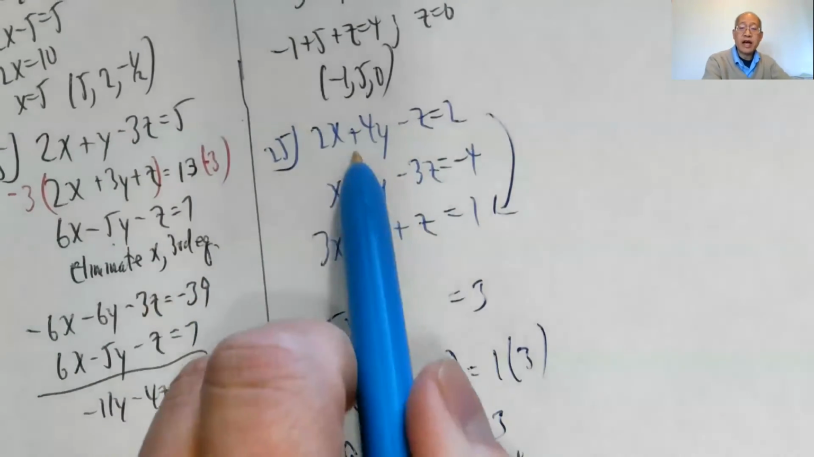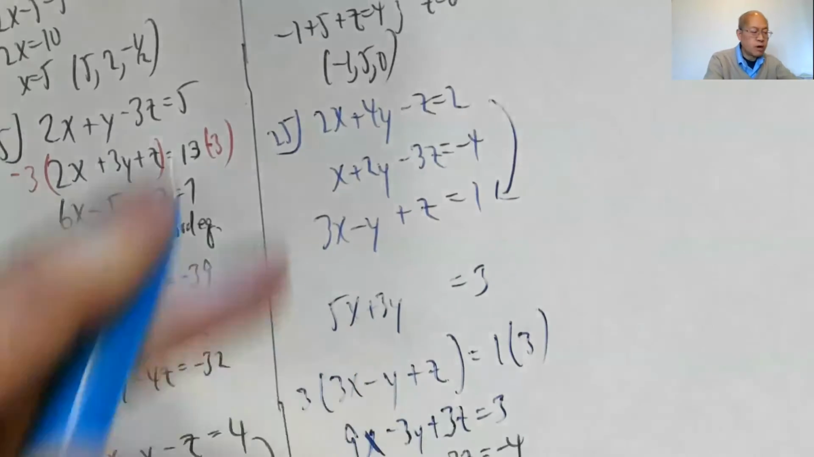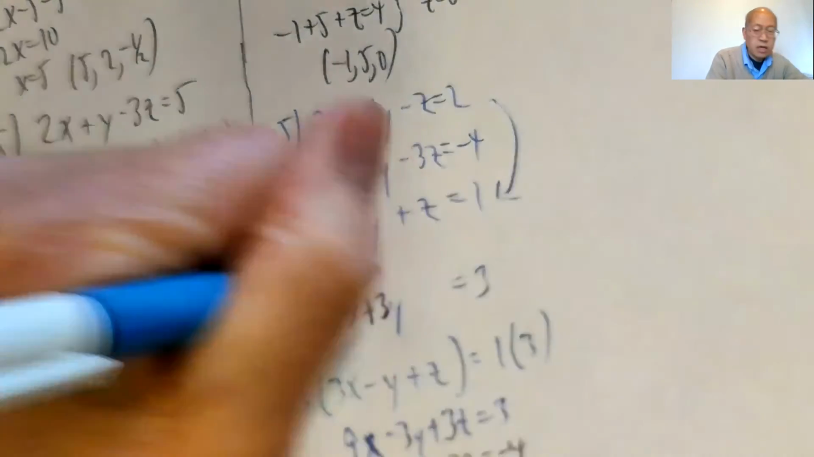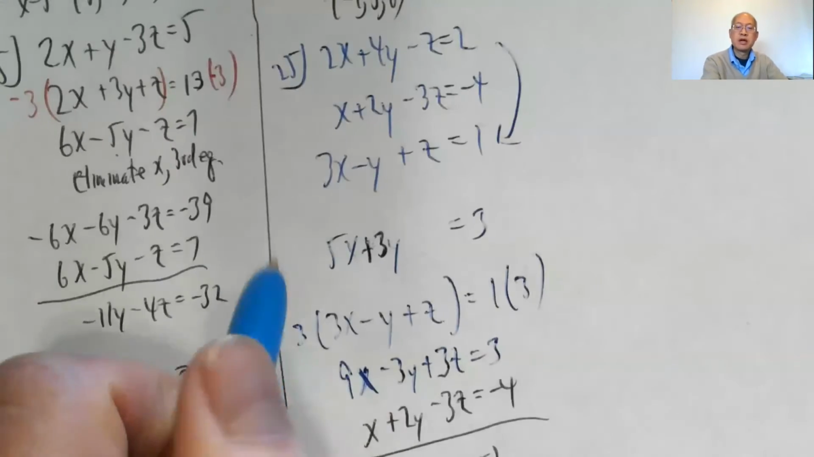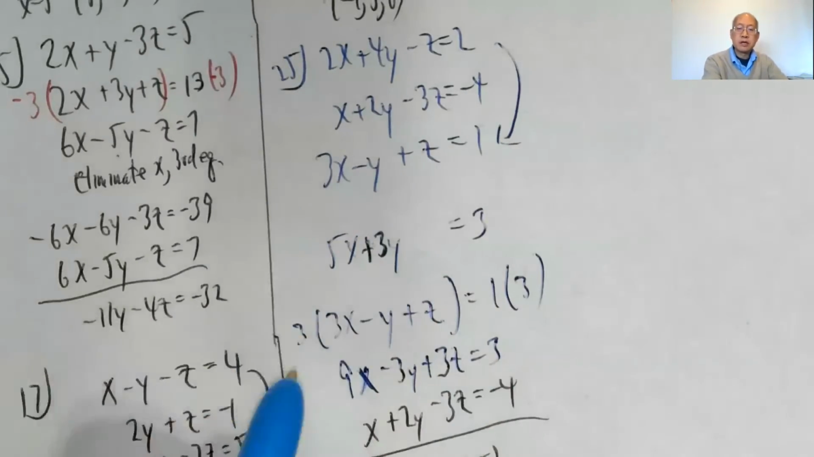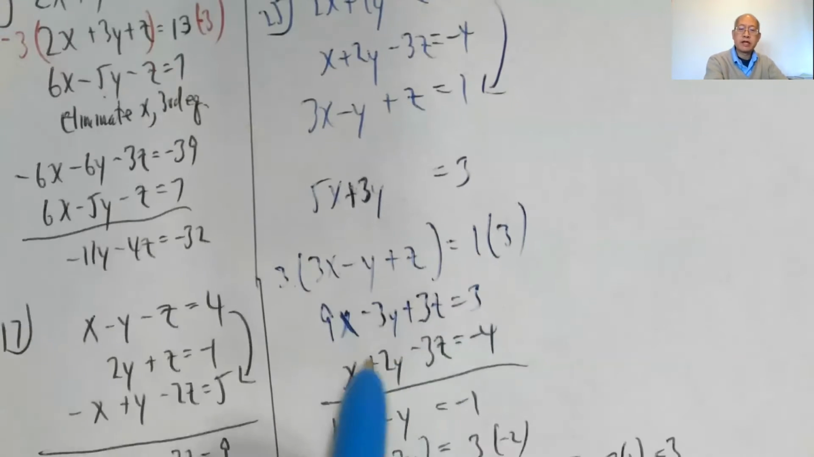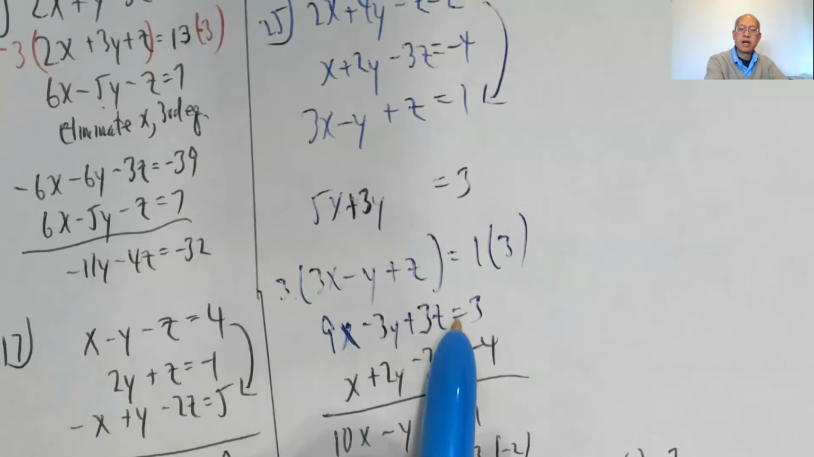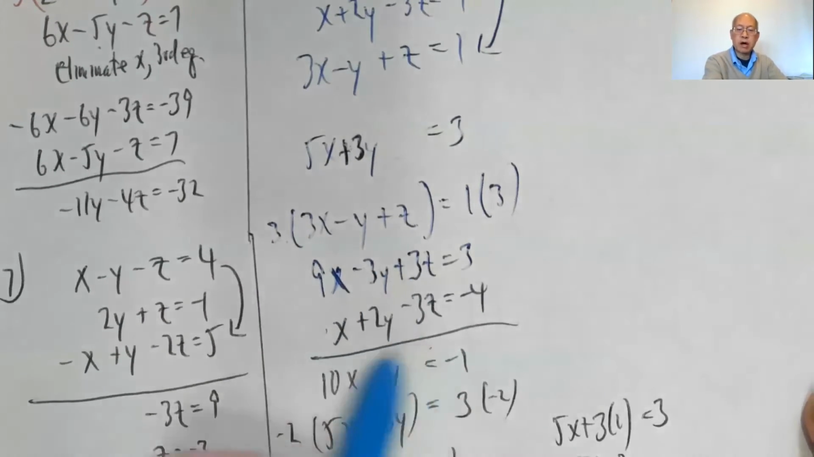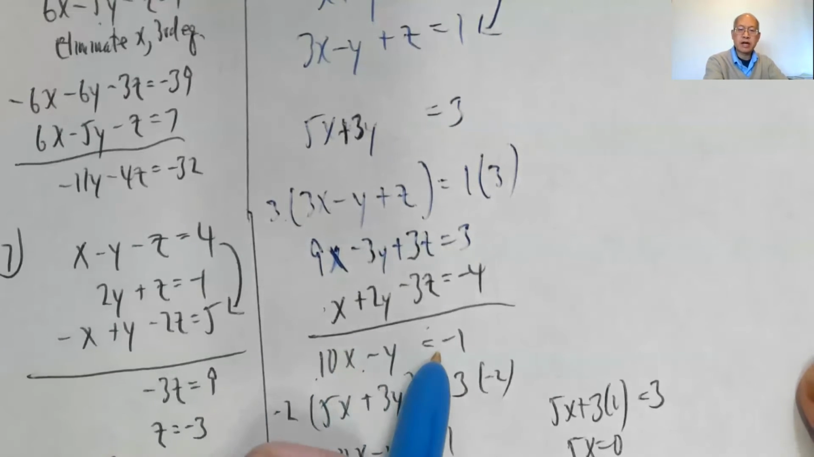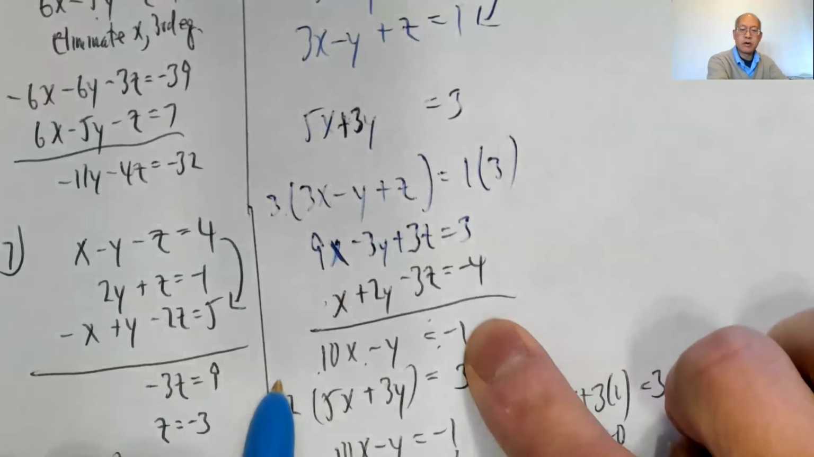Okay, 25, add the first and third equation, z drops out. It gives me 5x plus 3y equals 3. Then I did 3 times the last equation. 3 times 3x minus y plus z equals 1 times 3. And 9x minus 3y plus 3z equals 3. I add that to the second equation. And that gives me another equation where z's drop out. So 10x minus y equals negative 1. In addition, I have 5x plus 3y equals 3. So I have 2 equations and 2 unknowns.